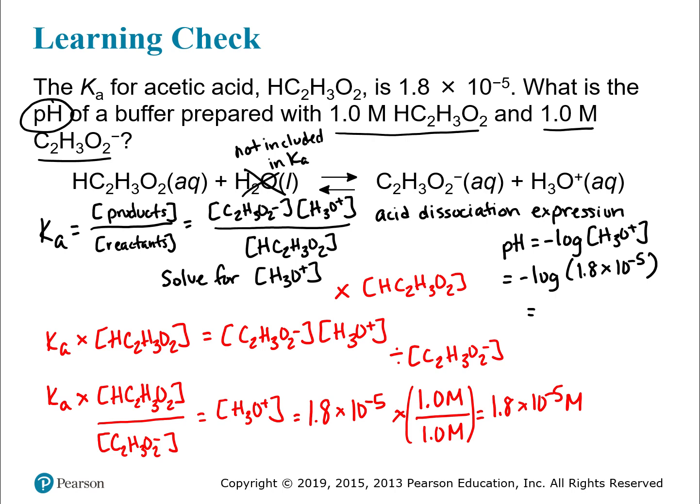So remember, for pH, for sig figs, the number of decimal places after the decimal is equal to the number of sig figs in the concentration. So you should get something like 4.72 or 74 or something like that. But you need 2 decimal places here. I think it was 74. Yeah.